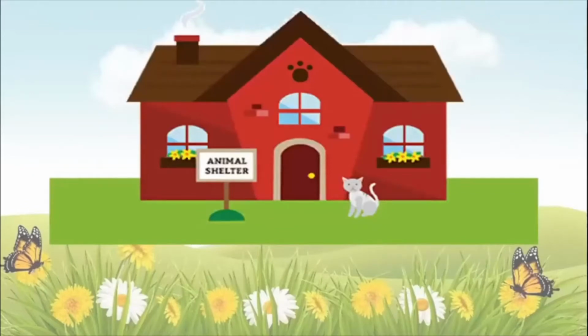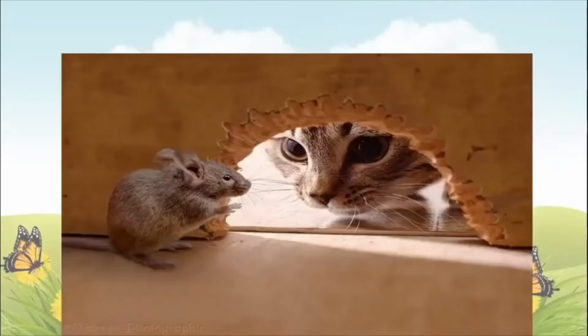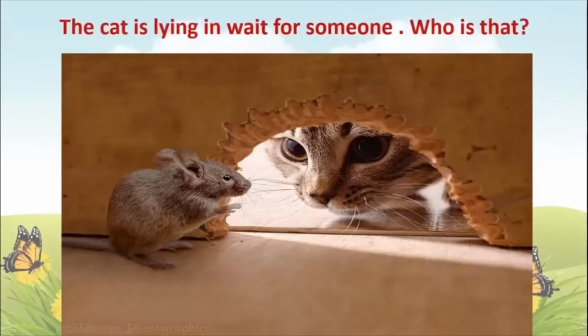So what are animal shelters, children? Animal shelters means the places where animals live. Now look at this picture carefully. You can see two animals in this picture, isn't it? There is a cat, and the cat is lying in wait for someone. What do you think the cat is waiting for? The cat is waiting for this mouse to come out of its house, isn't it?